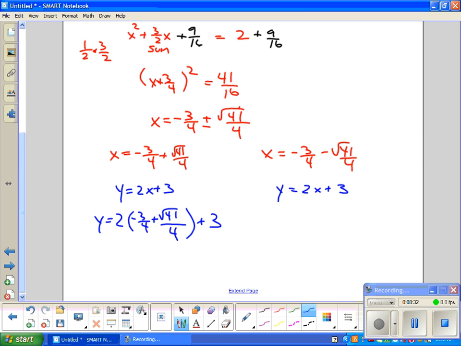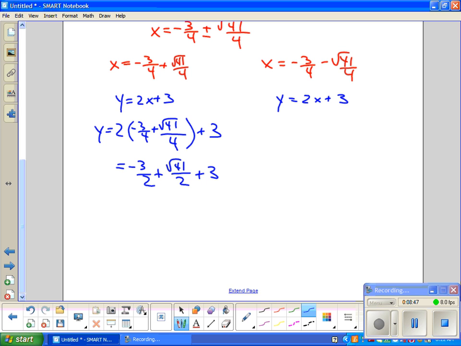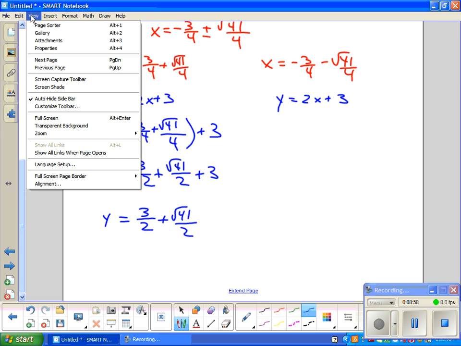And now I'll distribute. 2 times negative 3/4 is going to be negative 3 halves, plus the square root of 41 over 2, plus 3. Two of these are like terms. Again, your calculator will help you on this. 3 plus negative 3 halves. I get 3 halves plus the square root of 41 over 2 for y, when x is negative 3/4 plus the square root of 41 over 4.